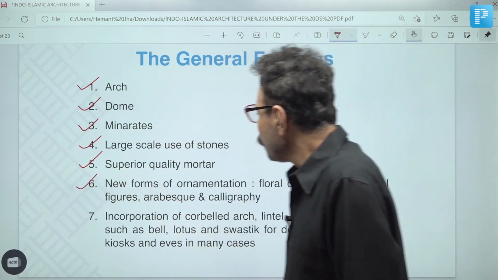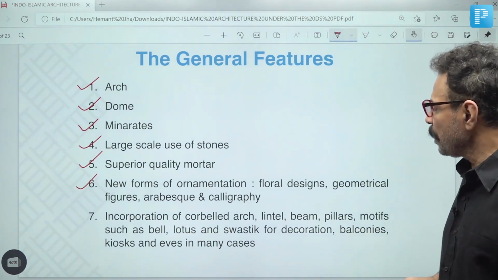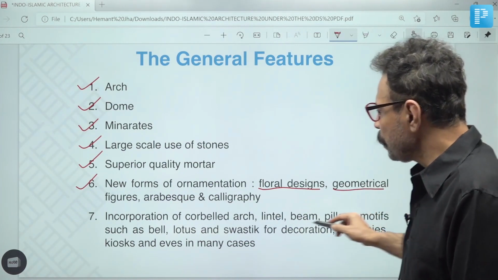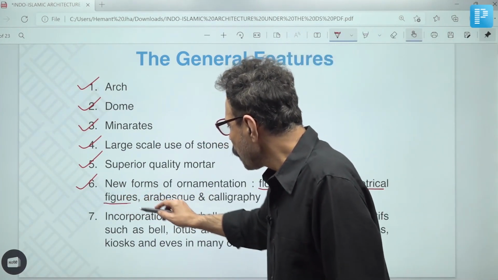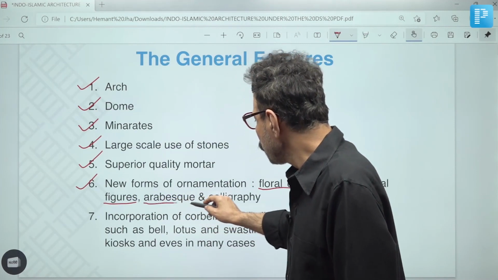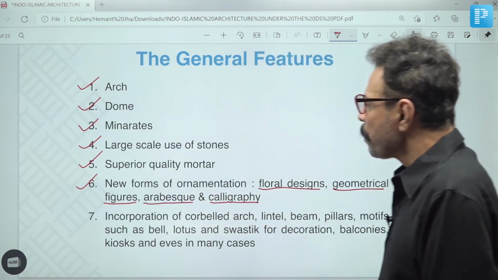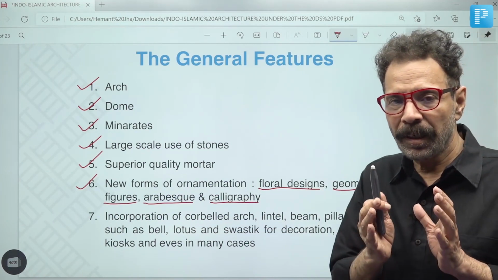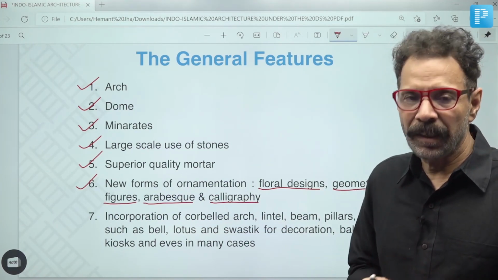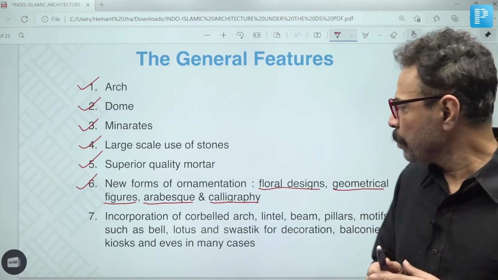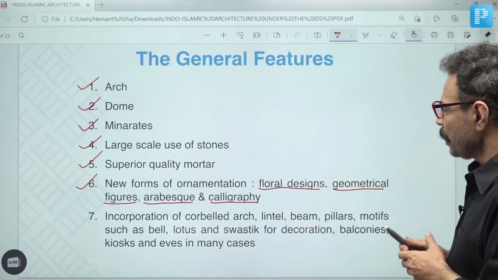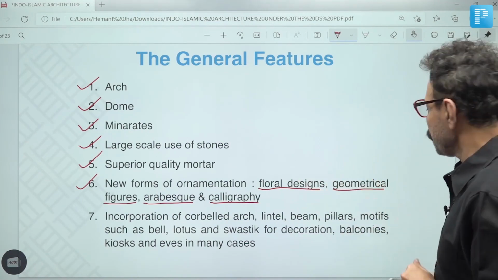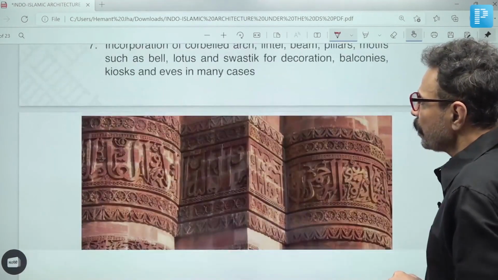Sixth is new forms of ornamentation, and they are floral designs, geometrical figures, arabesque and calligraphy. I have discussed all of this. Now here I have an image, and that image will give you a broad idea of this new form of ornamentation, that is floral, geometrical, calligraphy and arabesque. Take a look.